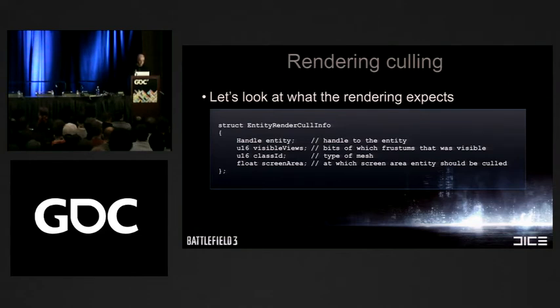Then we have a bit mask here with the visible views, and it's a bit mask of which frustums this was culled in, and which views it's actually visible in. So we just have a bit mask telling that. The class and the screen area here is mostly for performance reasons. So when the rendering system gets this data, it actually doesn't need to look inside the entity. It can look in this data because it's usually always in the cache.